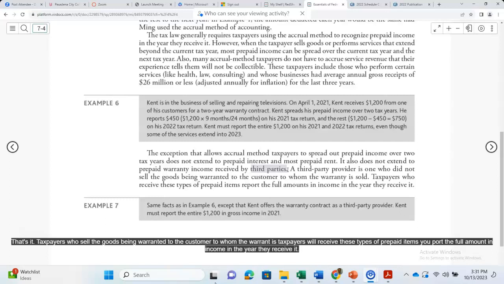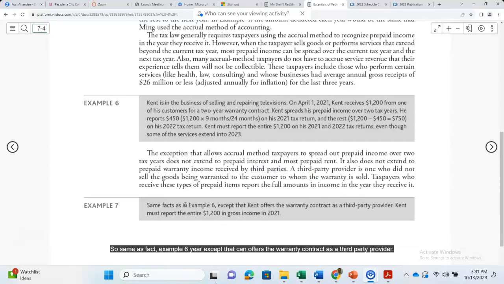Taxpayers who sell the goods being warranted to the customer to whom the warranty is sold. Taxpayers who receive these types of prepaid items report the full amount in income in the year they receive it. So same as fact example 6 here, except that Kent offers the warranty contract as a third-party provider. Then Kent must report the entire $1,200 in 2021 because he is a third-party provider.